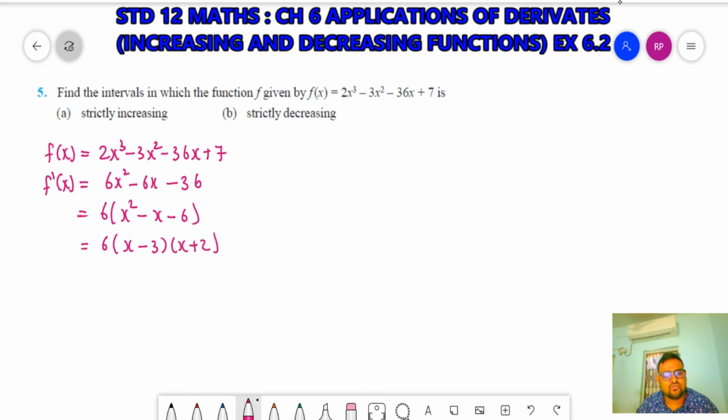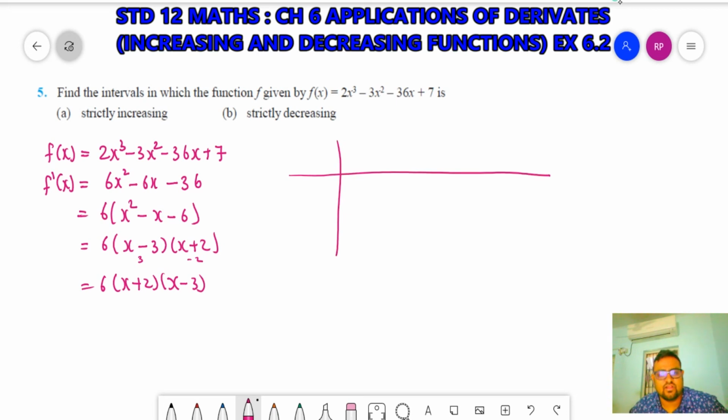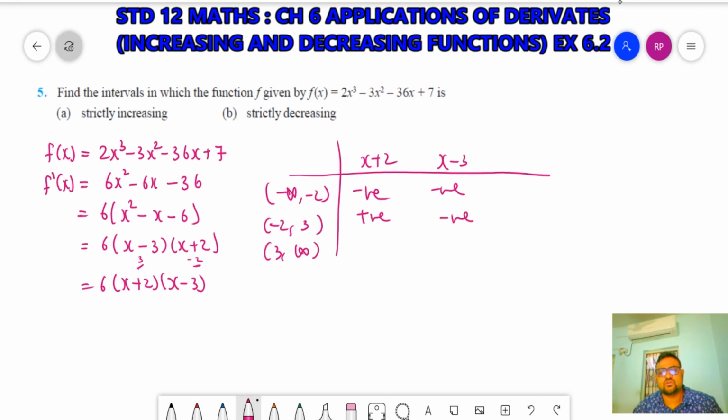Okay, so this will be equal to 0 when x equal to 3. This will be equal to 0 when x equal to minus 2. So let's rearrange: 6 into x plus 2, x minus 3. Okay, so now the intervals for x plus 2, x minus 3: minus infinity to minus 2, which is the lower; from minus 2 to next 3; 3 to infinity. Okay, so now in first interval both will be negative, in second interval first positive, second negative, and third interval both positive.